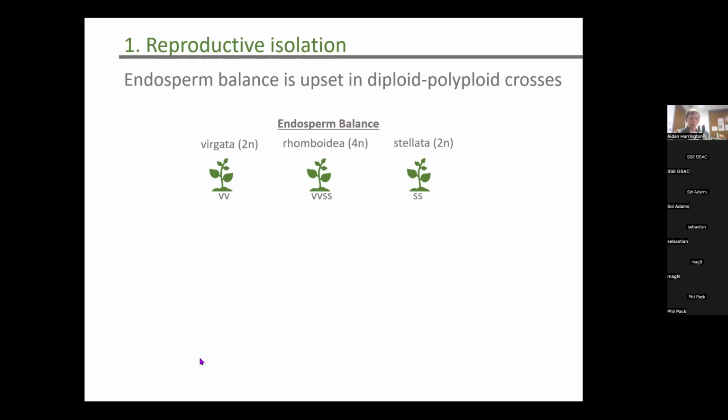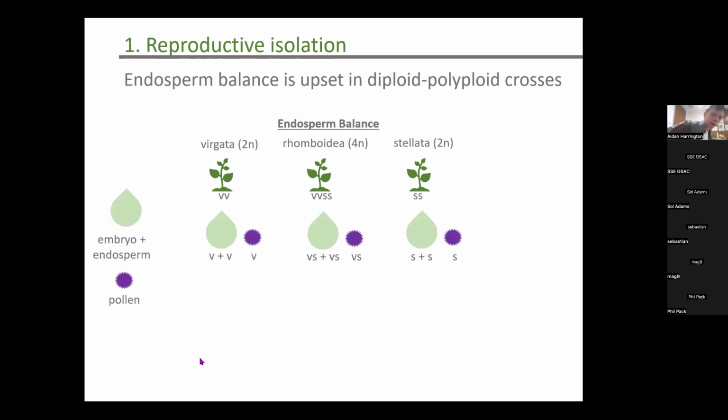And the way that works is when you have diploids and a polyploid, they have different copy numbers of their genome, right? So Vergata has two Vergata genomes, Stellata has two Stellata genomes, Rhomboidea has two each, two Vergata and two Stellata genomes. If we look at the embryo and endosperm and pollen of these species, we'll see what those constituent parts are. And I should mention here that Clarkia has diploid, not triploid endosperm. So that's a bit of a wrench in your normal thinking about this sort of thing. But just remember that Clarkia has diploid, not triploid endosperm.